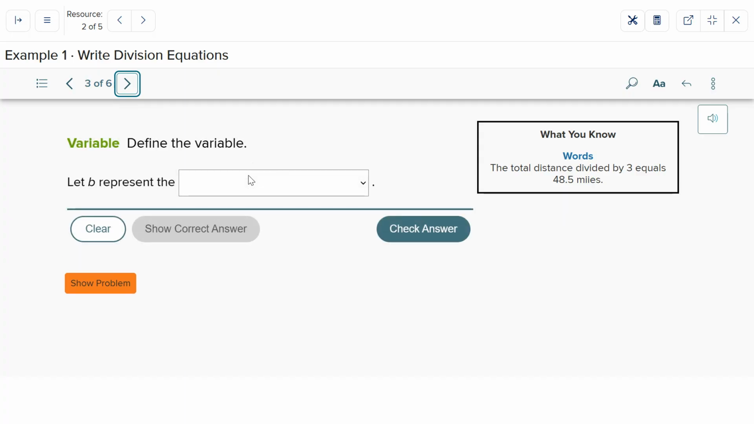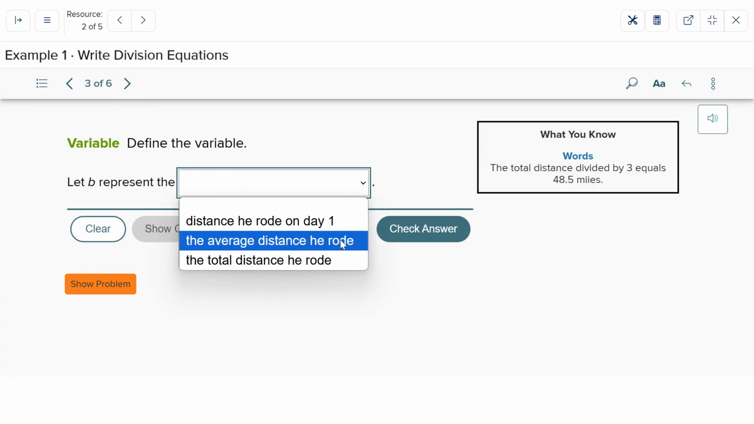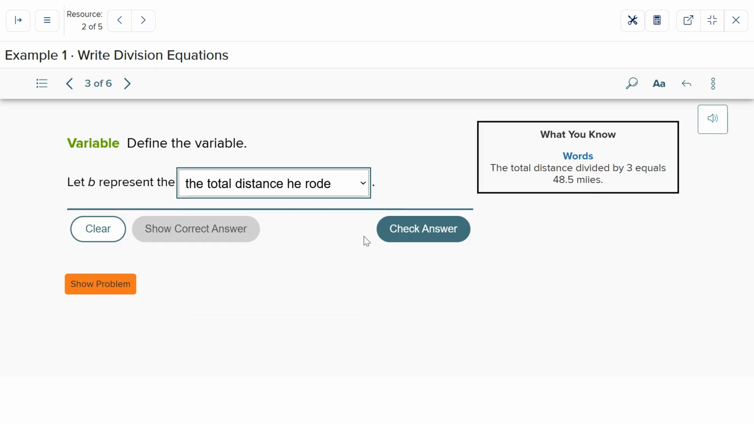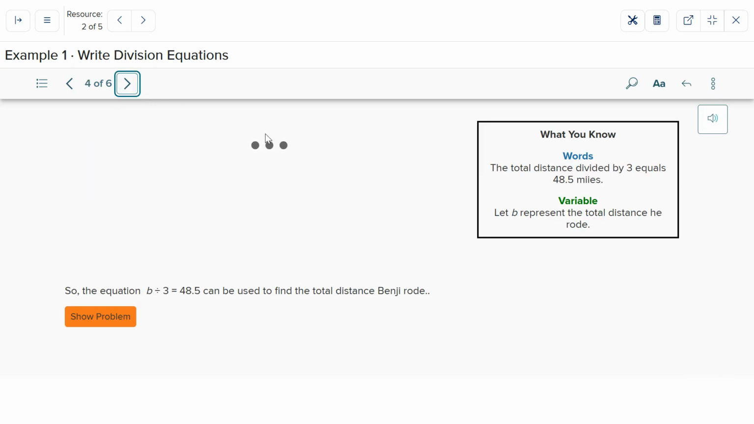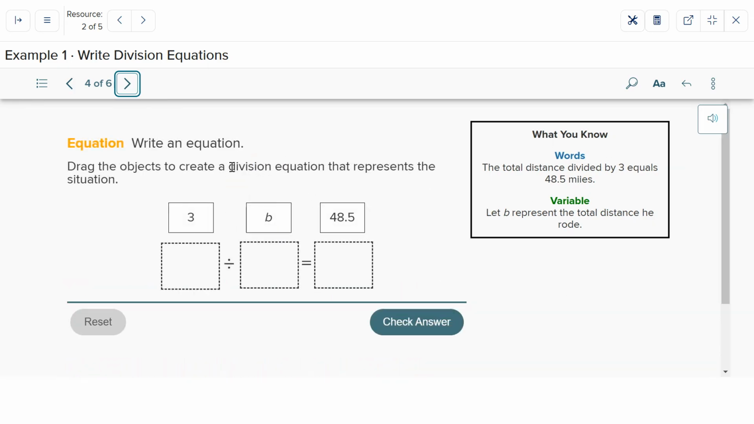Then we've got let B represent the total distance he rode. What we want to know is how far he rode completely, so we want to pick that one. And then they're keeping track of it over here for you, by the way. And then we can set this up.